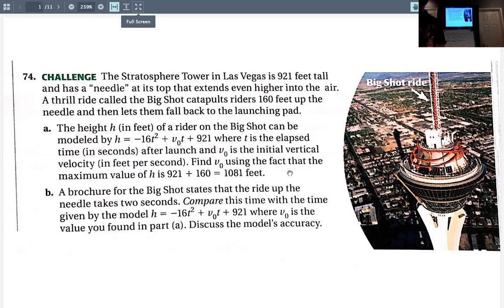The height H in feet of a rider on the Big Shot can be modeled by, okay, it looks like you're starting at 921 as the launching pad. They're not telling you the initial velocity. T is the elapsed time in seconds after launch, and V naught is the initial vertical velocity in feet per second. Find V naught using the fact that the maximum value of H is 921 plus an additional 160 feet. Go ahead and just figure out A right now. They want to know what the initial velocity must have been to do that.